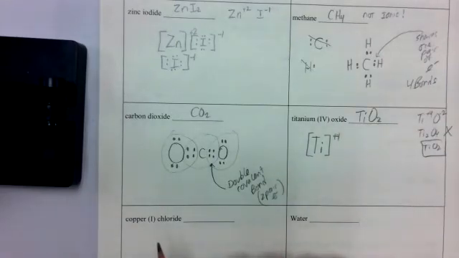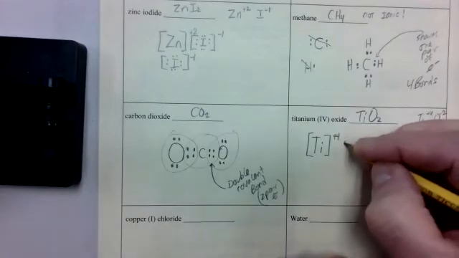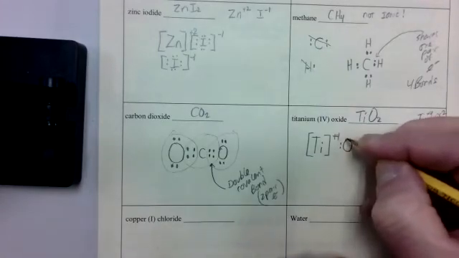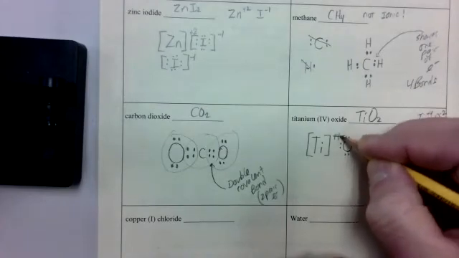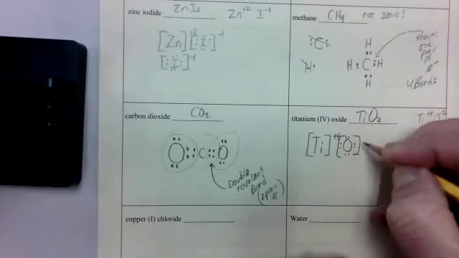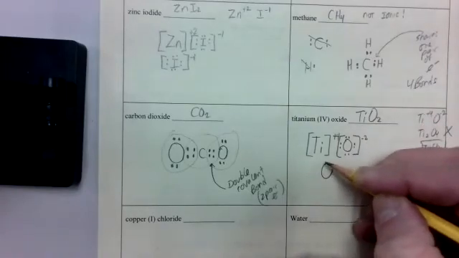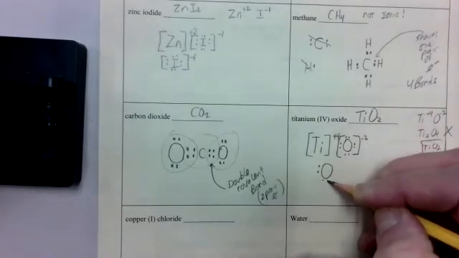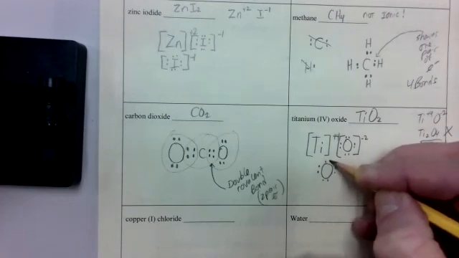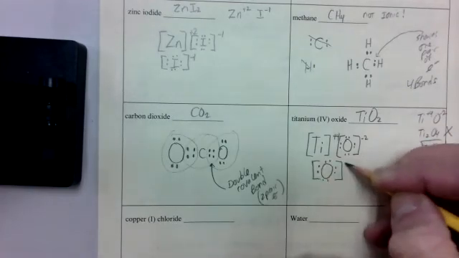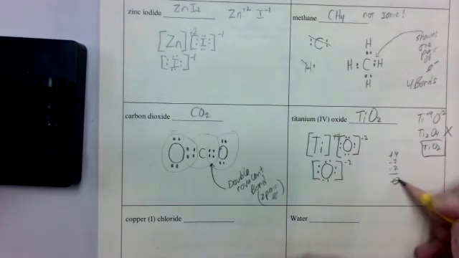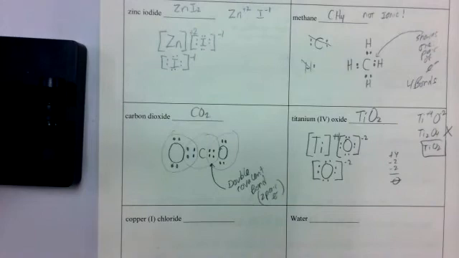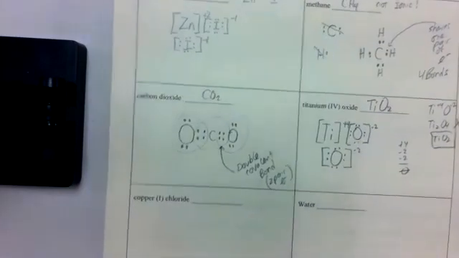The oxygens have 6 valence electrons, so I'm going to draw an oxygen right here with 6 valence electrons, but it's going to gain 2 from the titanium and become a -2, and then I'm going to have another one down here with 6 valence electrons, and it's going to gain 2 more from the titanium also. We have a +4, a -2, and a -2, and that sums to 0. So the Lewis dot diagram for that ionic compound is right there.